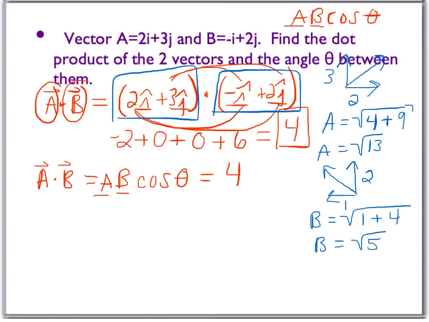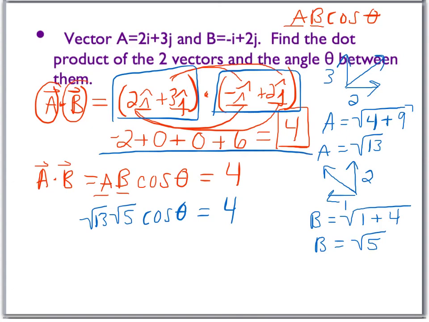What we can now do is simply plug these values in. A is the square root of 13. B is the square root of 5. Theta is now my variable that I'm looking for, and I know that A dot B is equal to 4 based off of my unit vector work that I did over here. When I plug these things in and simplify a bit, I get the cosine of the angle equal to 4 divided by the square root of 13 times the square root of 5.